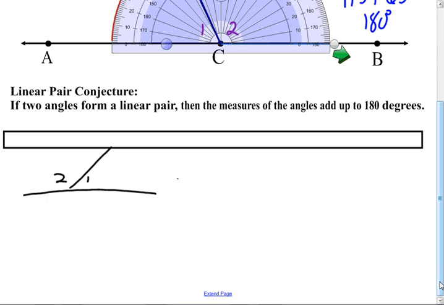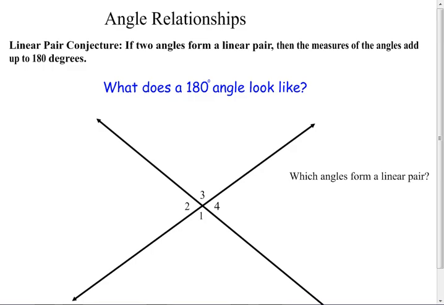Okay, we ready? I did the assignment on the iPad. I didn't think it was too bad. I mean, I did the whole thing, the lesson and the assignment. Okay, here's a conjecture. If two angles form a linear pair, then the measures of the angles add up to 180 degrees. What does a 180-degree angle look like? It looks like a straight line. I'll actually write that out.